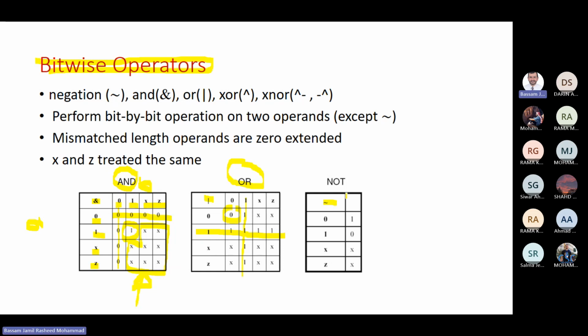Now, if I'm inverting using the NOT operator, this is the symbol of it, the squiggly here, and this is the symbol of the OR, and this is the symbol of the AND. If I'm doing the NOT here, then the 0 becomes a 1, the 1 becomes a 0, and the high impedance and the unknown will produce an unknown value at the output.